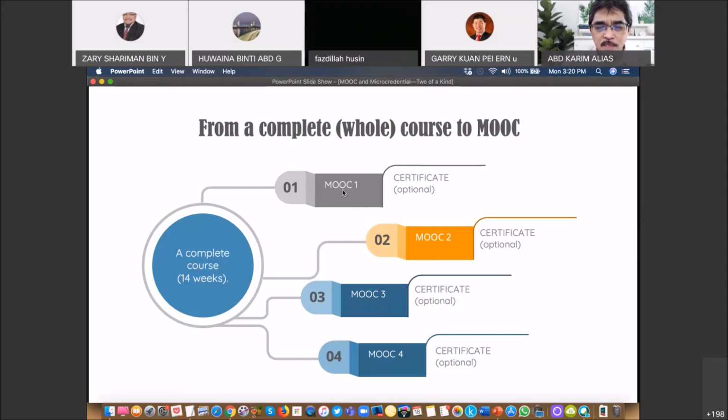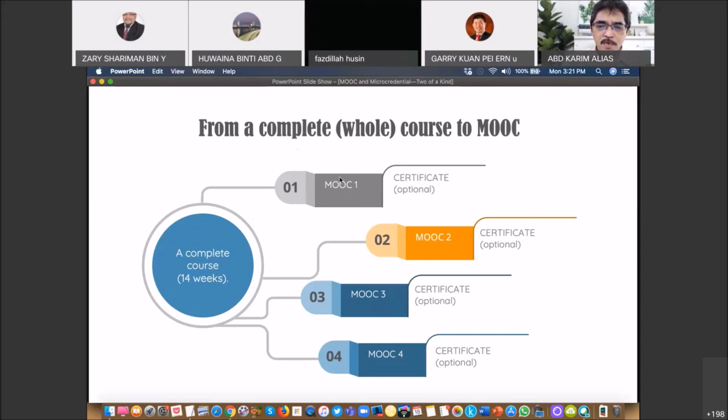So you might decide just to take one portion only. So you just offer MOOC 1. But maybe you want to offer 2, or maybe you offer 4. So these four MOOCs come from the whole course, but on its own, it's not a whole course. It's just a portion or part of the course. Yeah. So can you understand this?